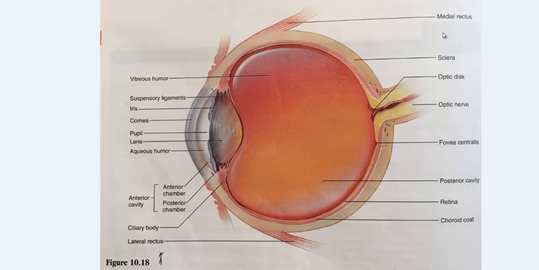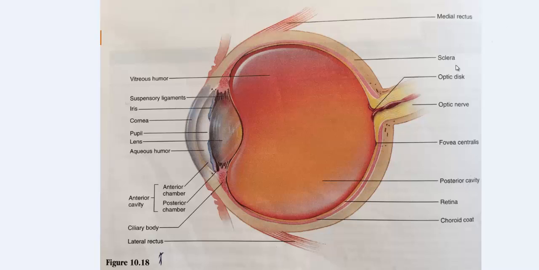Okay, first on our list is the medial rectus, which is seen as this muscle here. Now the medial rectus is the muscle that moves the eye laterally, or away from the body's midline. This works with the lateral rectus. They work together to move the eye left and right.